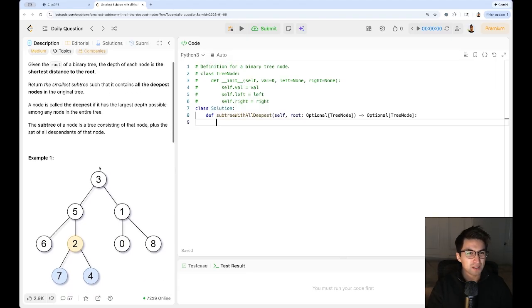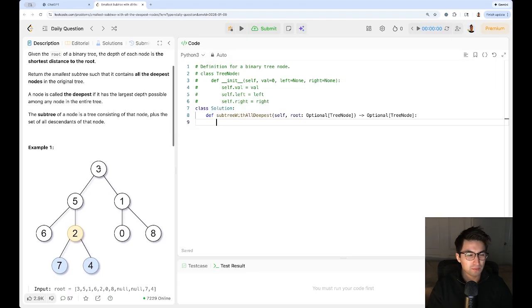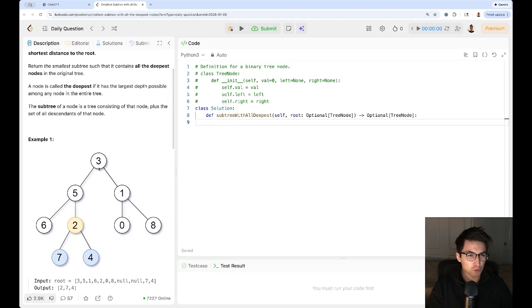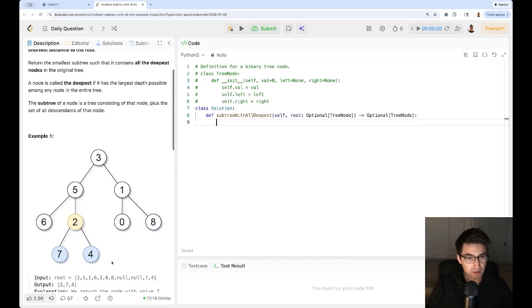So I need to find a way to get to the deepest nodes in the tree, while being mindful of other parts of the tree having that same depth.